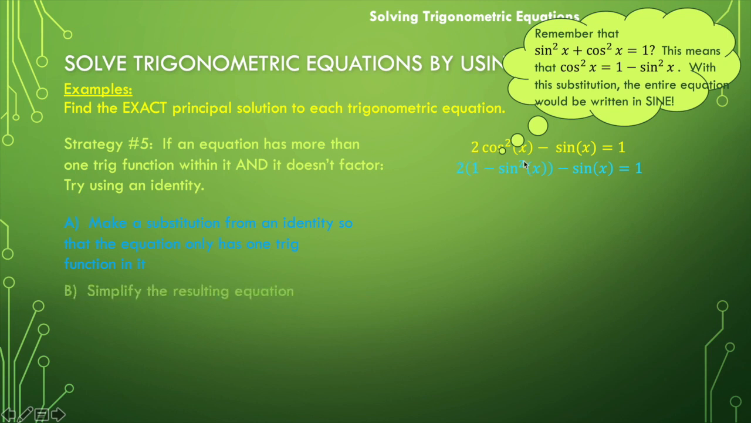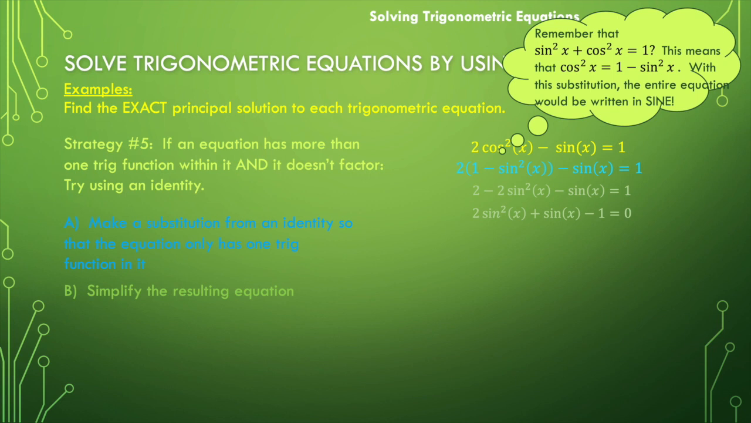Let's distribute the 2 through. So I'd have 2 minus 2 sine squared of x minus sine of x is equal to 1. Let's rearrange the terms so that our highest power is in front and it's positive. So let's go ahead and think about it as taking everything to the right-hand side. We would have a positive 2 sine squared of x, a positive sine of x, and then I would subtract this 2 from the other side. All right, so I have 2 sine squared of x plus sine of x minus 1 is equal to 0.